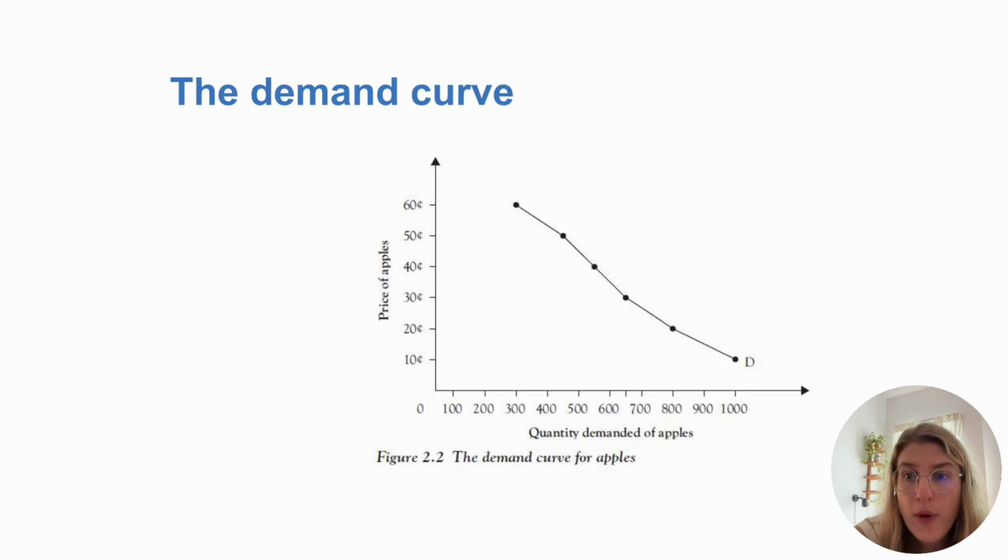So if we take the points from the table, or the demand schedule on the last slide, and plot them on the graph with price on the vertical axis and quantity on the horizontal, we get the demand curve. And as expected, it slopes downwards. That means at lower prices, for instance 10 cents, we get a higher quantity demanded. So the demand curve is just a graphical way of representing the relationship we saw in the table, that as price decreases, quantity demanded increases.